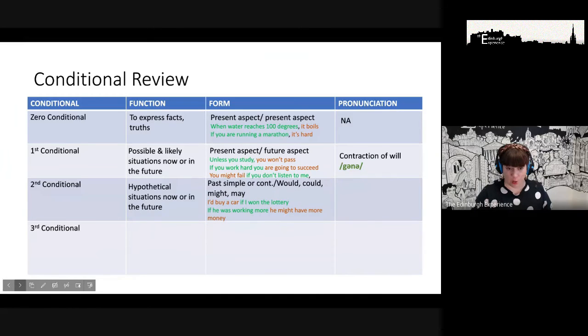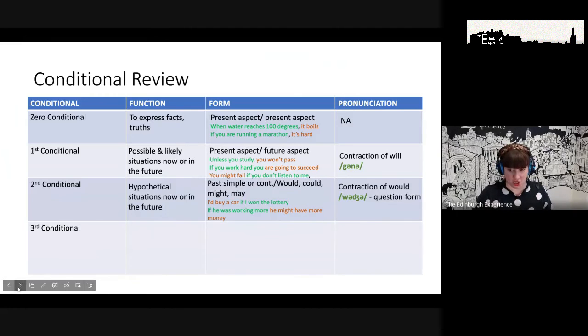Our second conditional, guys, we're using for hypothetical situations now or in the future. We construct that with the past simple or continuous in the situation clause. And then in our consequence clause, we can use a variety of modals with an infinitive verb. So would, could, might, or may, depending on how speculative we want to be. In terms of pronunciation, we need to contract would when it's functioning in the consequence clause. And if we're making questions with "would you", we need to make that "would you".